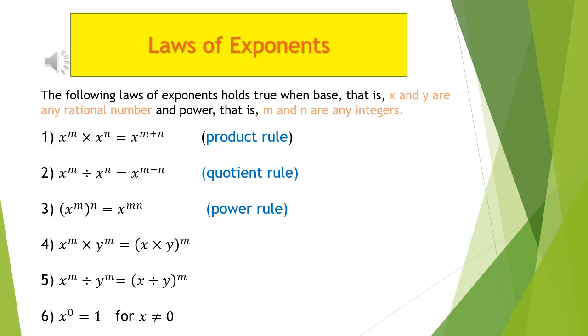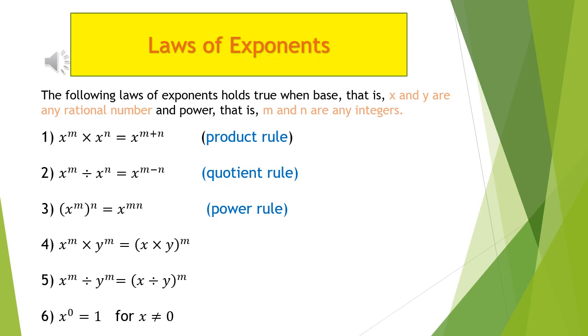Now the fifth rule is x raised to the power m divided by y raised to the power m. Here the operation is division and the bases are different, x and y, but the power is still the same. So what will you do in the right hand side? You will keep the power as it is, m, but your numbers will now be x divided by y, and the whole power will be m.